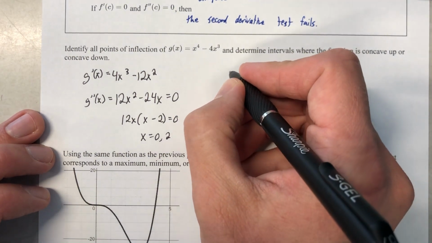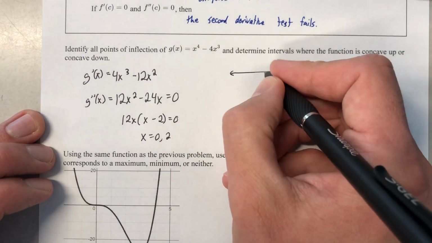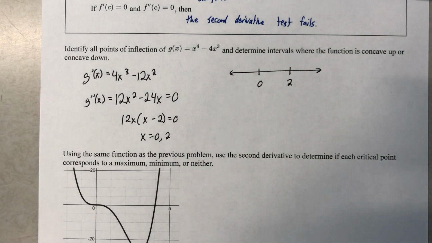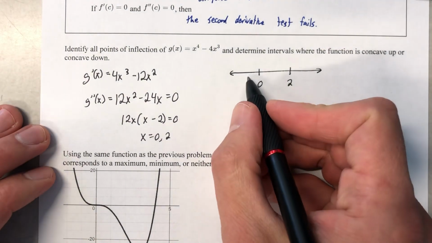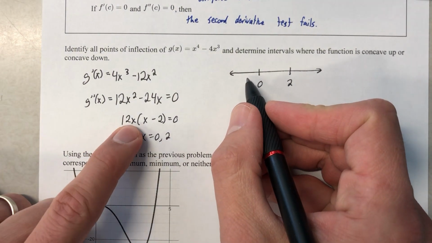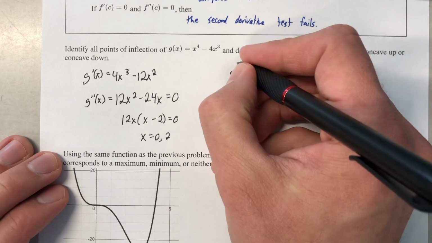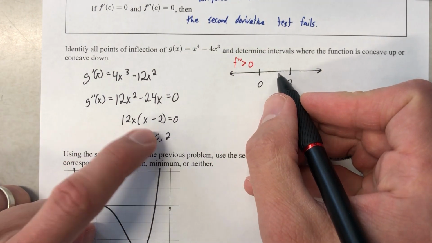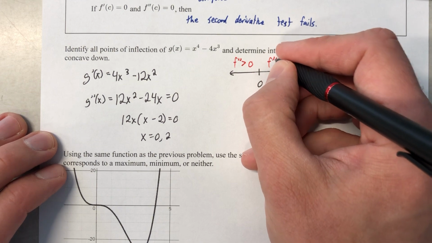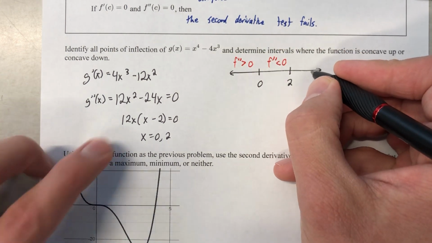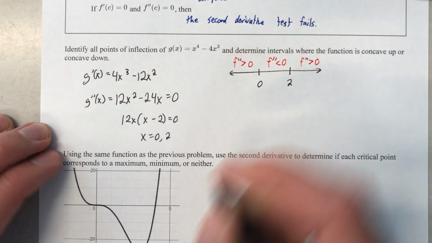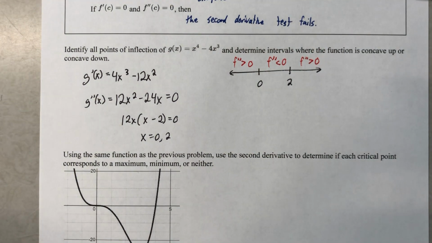All right, so let's do the little number line thing. 0 to 2. I'm going to plug numbers into the second derivative, not the first derivative. And I'll plug in a negative. Any negative will do. Negative here and a negative here give me a positive second derivative. Plug in a 1, positive, negative. That gives me a negative. And plug in a positive here. That's going to give me a positive. There we go. All right, so that's what we're looking at.